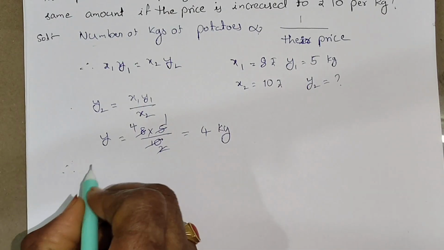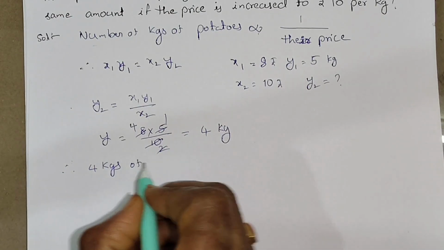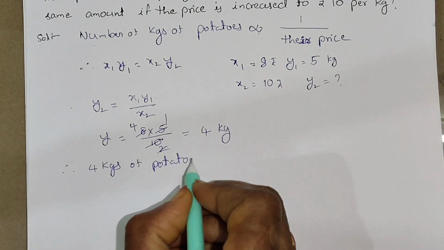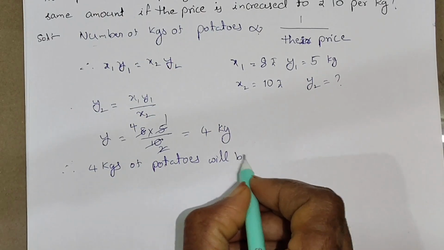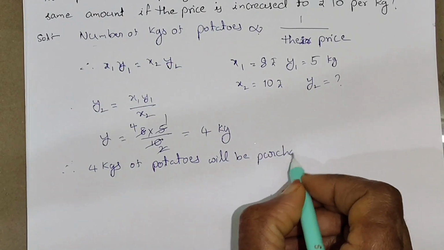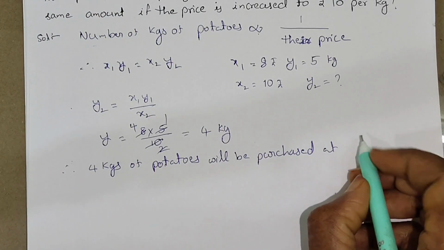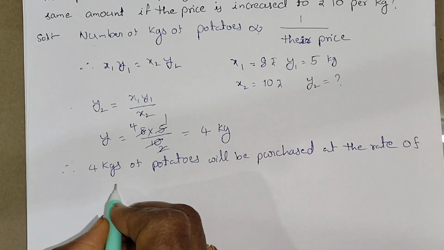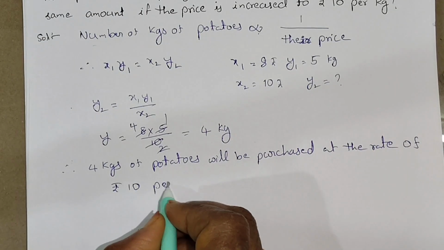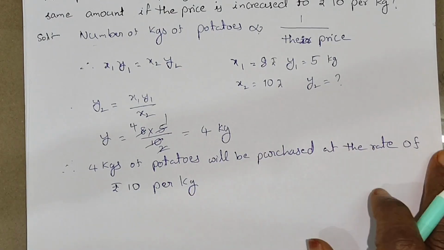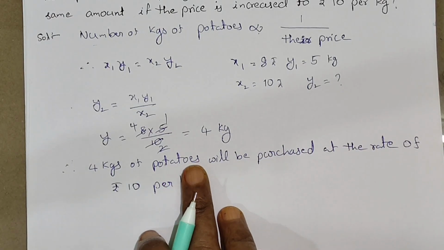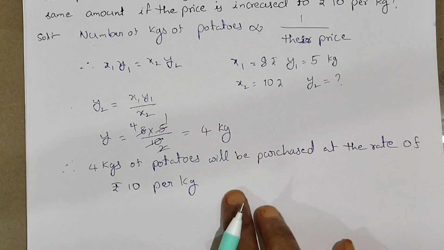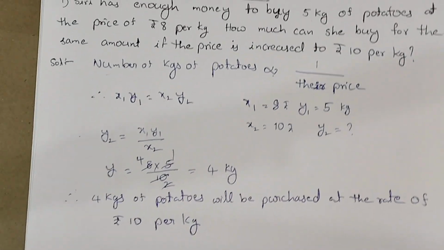So we write: therefore, 4 kgs of potatoes will be purchased at the rate of 10 rupees per kg. She purchased 4 kgs at the rate of 10 rupees per kg. So this is the complete answer of the first one.